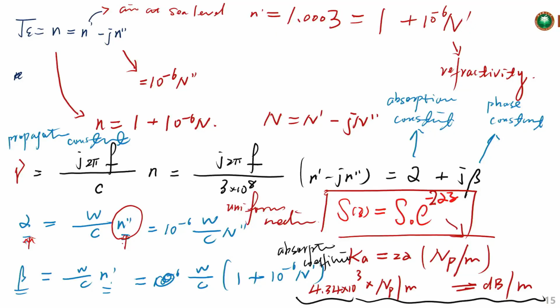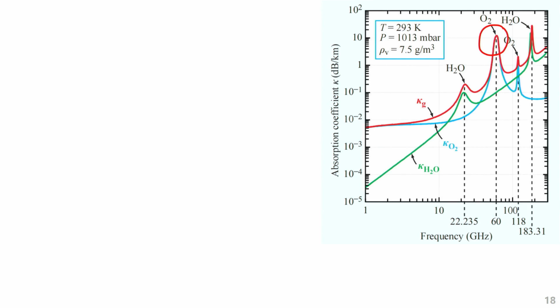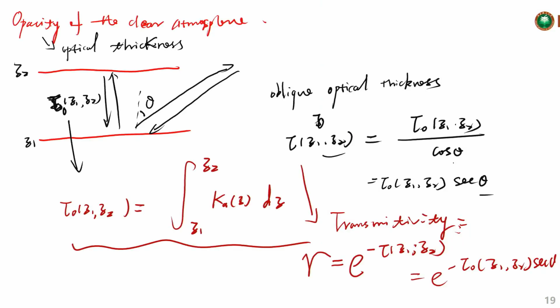Based on the refractive index, we can calculate the absorption constant and the phase constant. From the absorption constant kappa A, we can calculate the optical thickness and also the oblique optical thickness. Based on the oblique optical thickness, we can calculate the transmittivity using this equation.